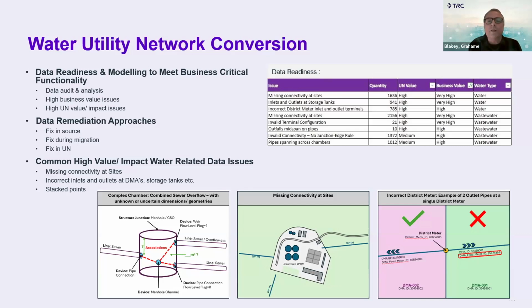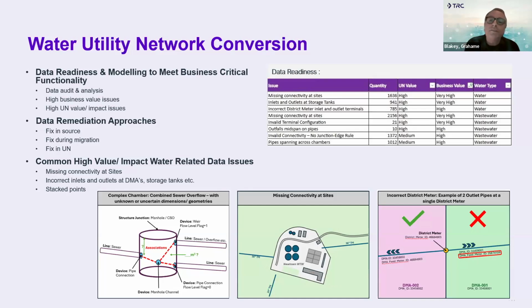And then the second one there I've highlighted is incorrect district meter and outlet terminals. Tommy explained to us what sub-network controllers do and the vital role they play in the UN. Well, district meters on the water side are an important feature of the UN. They are sub-network controllers for the district meter areas. Each one should have an inlet and an outlet terminal. However, in this example, we have 2 outlet pipes flowing from a single district meter.